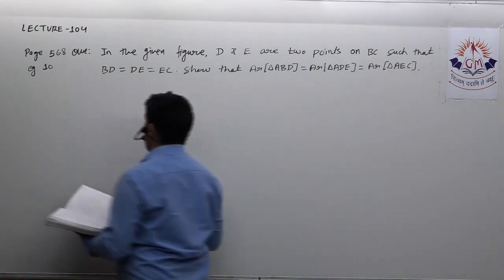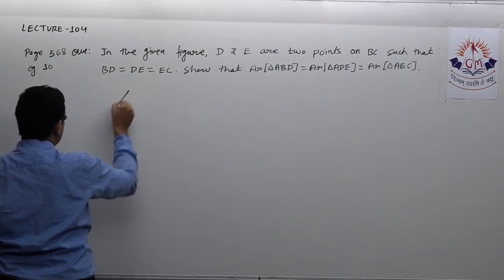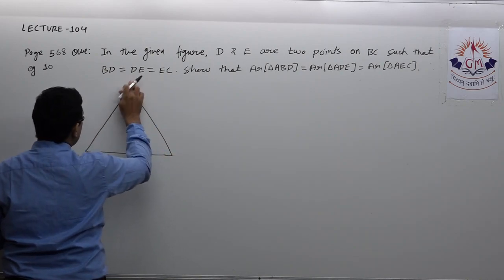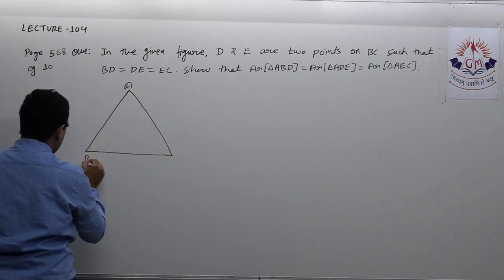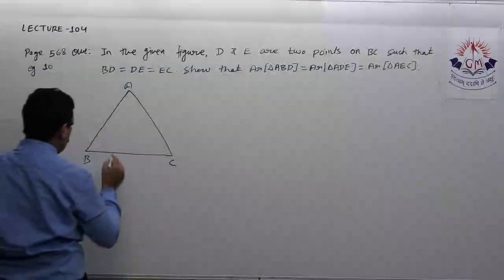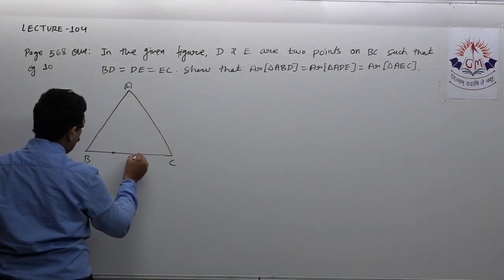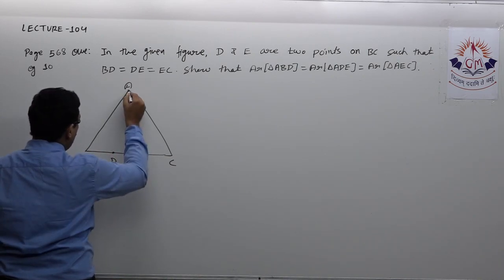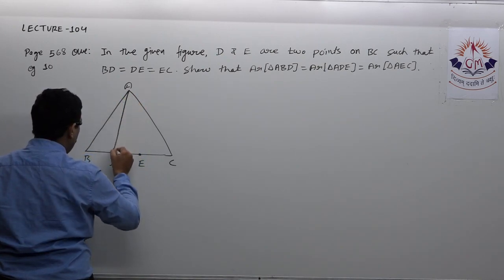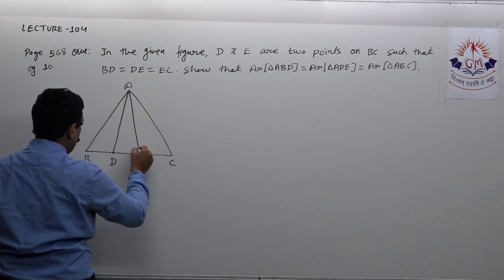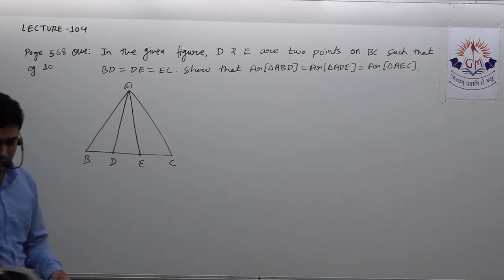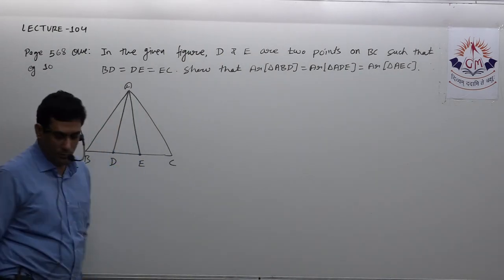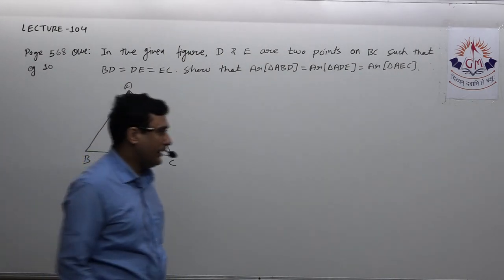And the diagram is given. So this is the diagram. However, the information was sufficient that even if the diagram was not given, it was easy to draw. ABC is a triangle. D and E are 2 points on BC such that BD equals DE equals EC. So we have to prove area of triangle ABD is equal to area of triangle ADE is equal to area of triangle AEC. That means you have to prove the areas of these three triangles are equal. It's very easy. Try for a while, then I will give you its solution.